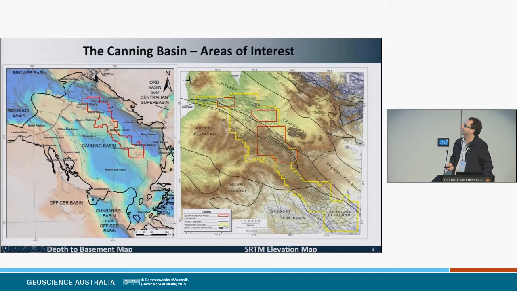So the contents here is I'll just do a quick introduction, and then three of my key areas being Yakamunga and Ungani, Fitzroy Trough, Barbed Wire Terrace, and then I'll wrap up with some conclusions. So this is the Canning Basin. We're sitting here in the north of Western Australia, and it's a massive area.